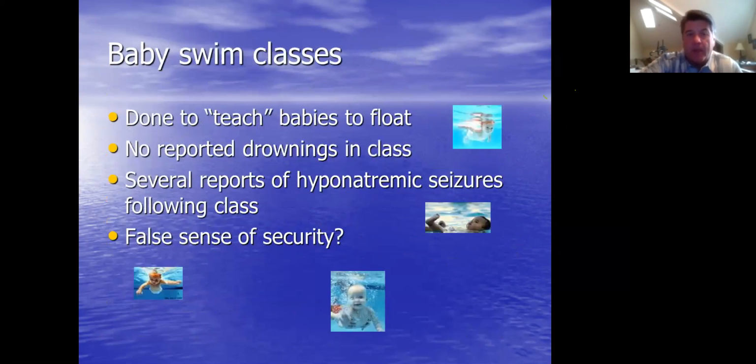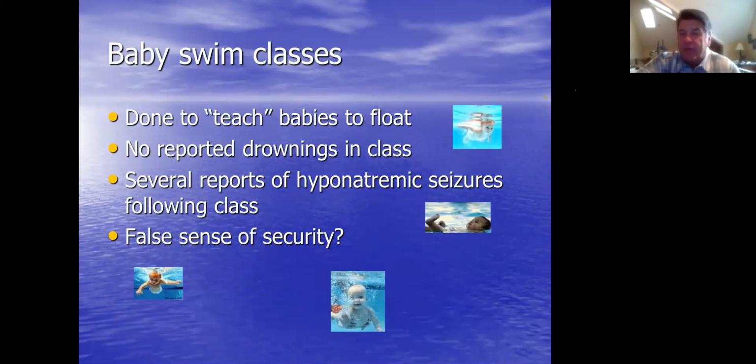Baby swim classes, do they help? Well, they're done to teach babies to float, not to swim. They are quite popular. They come in and out of favor. I think the majority of moms enjoy them because they get to bring their child to the pool and actually get to interact with their children in the water. There's never been a reported case of drowning while a child was in class. However, there are several reports of hyponatremic seizures following class.